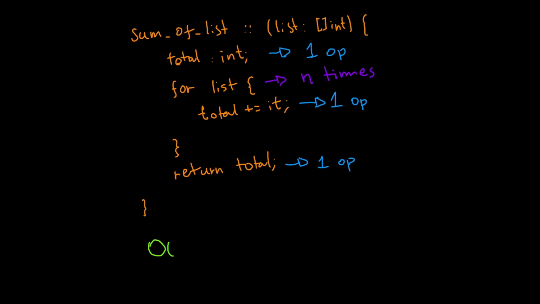We can add the steps of the function like this. O of 1 plus n times 1 plus 1. And that just gives us O of n.